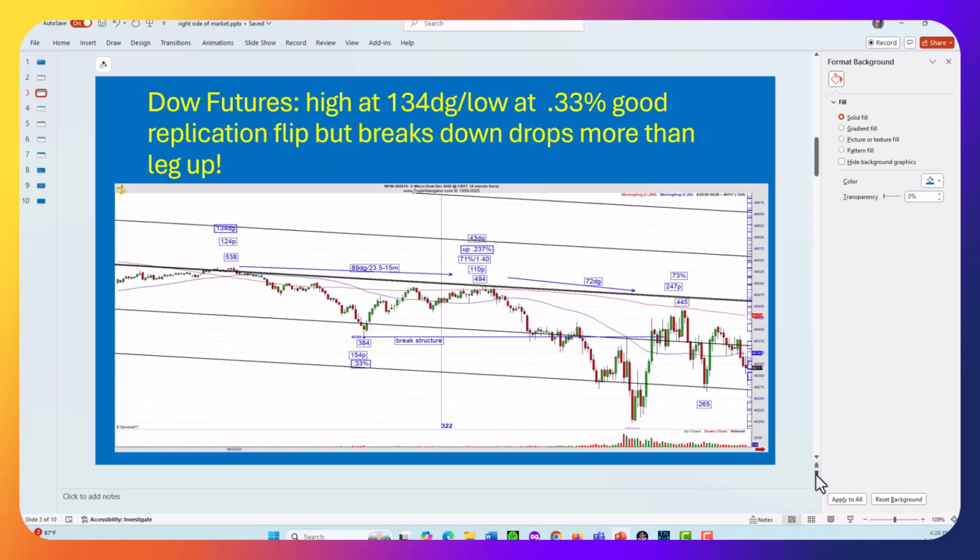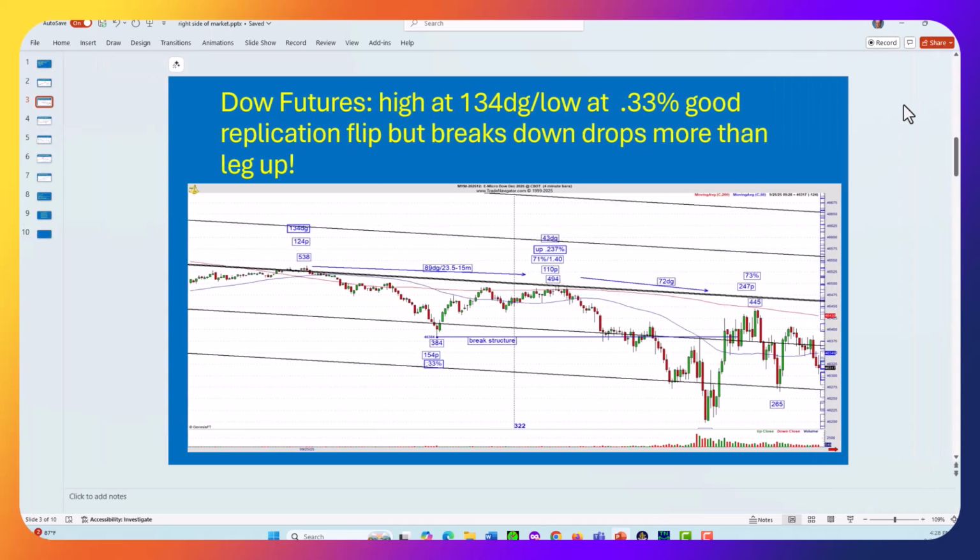Okay, well, that's a high profile chart. What about your everyday, day in and day out action? Does it work there too? Well, let's say this. Look over here at the Dow futures chart. On a 4 minute chart, this high was 134 degrees. This low was a 0.33% drop. Okay? That's a replication flip because it's basically the same vibration.